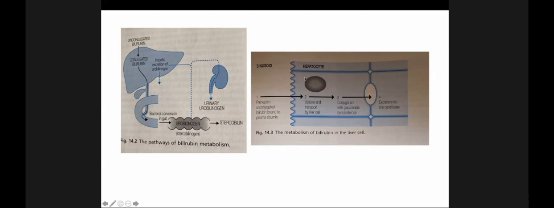So when we talk about jaundice, what we mean is a problem with this pathway. Either there is too much, lots and lots of unconjugated bilirubin coming into the liver or reaching the hepatocyte, or there can be a problem with the uptake of that unconjugated bilirubin. There can be a problem with conjugation, or there can be a problem with excretion, right?